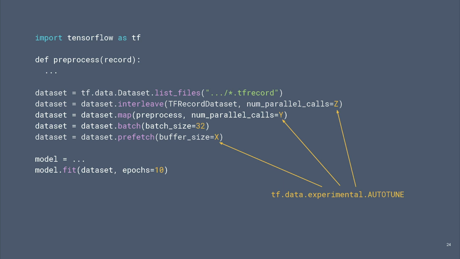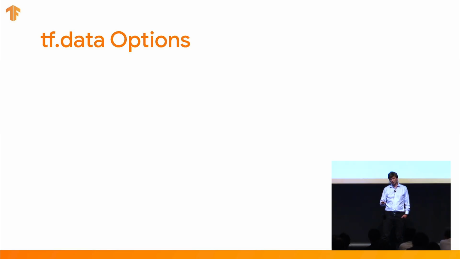I should mention that auto-tuning at this point is enabled by default, but you still have to specify the constant if you actually want to indicate which of these knobs should be auto-tuned. You can also disable auto-tuning if you would like to try to do this manually. And the mechanism for disabling auto-tuning is tf.data.Options.